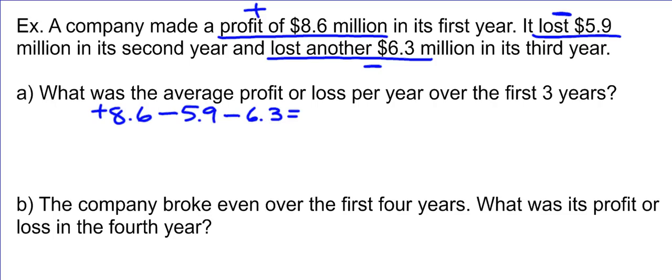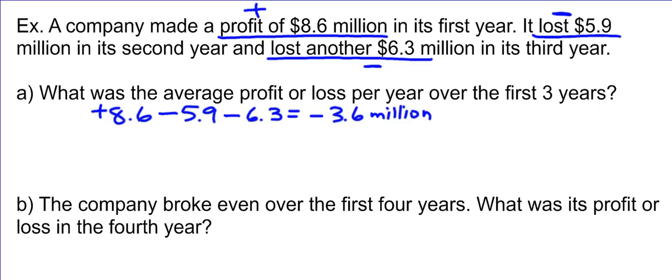And when we add these values up, we end up with negative 3.6 million. So the company lost $3.6 million in those first 3 years. Once we add the 3 up. Yes, there was a gain in the first year, but the losses in the following 2 years ended up that in those 3 years in total, they lost money.